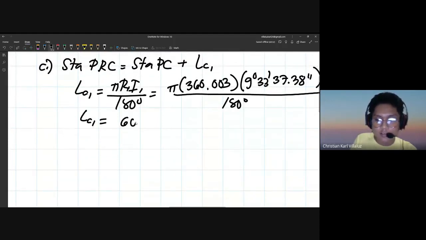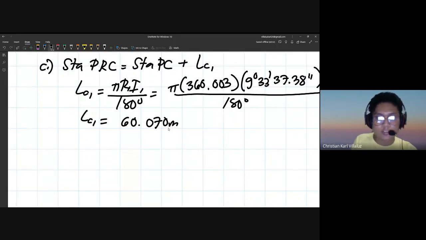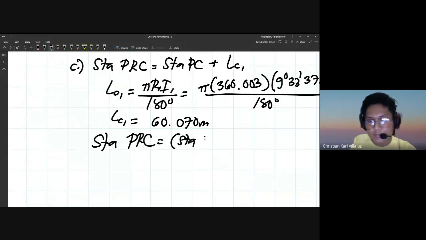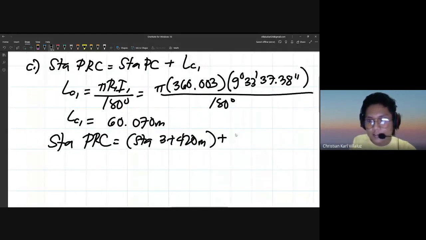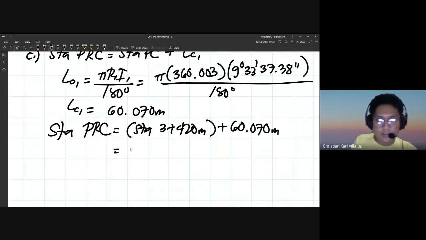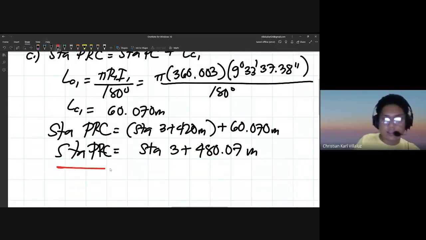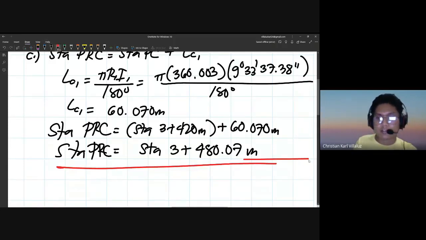LC1 is 60.070 meters. Then compute the stationing of PRC. So station 3 plus 420 meters plus 60.070 meters. So add natin, stationing ng PRC is station 3 plus 480.07 meters. So this is your answer here.